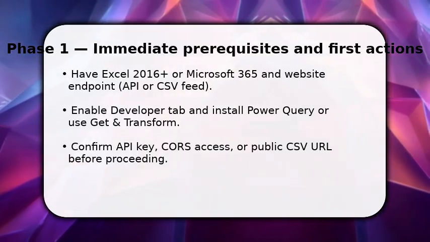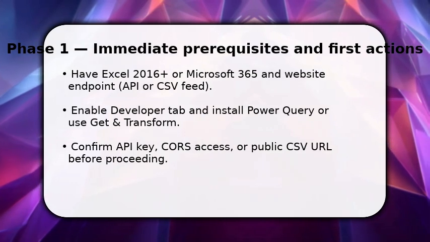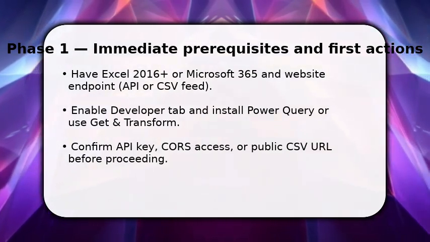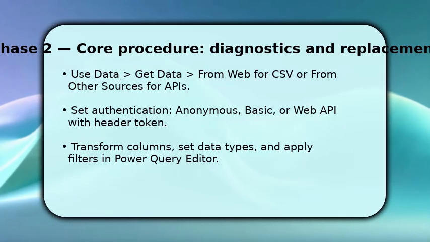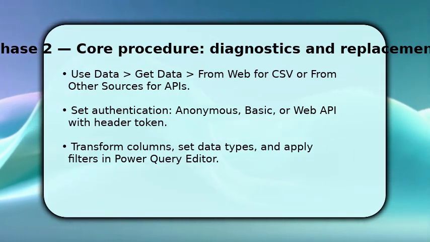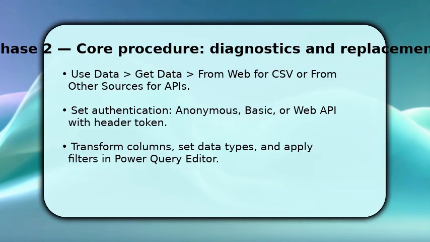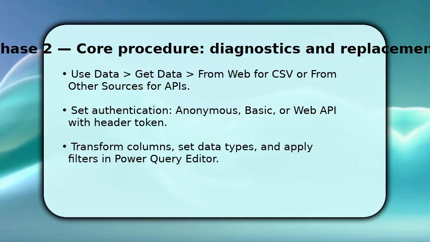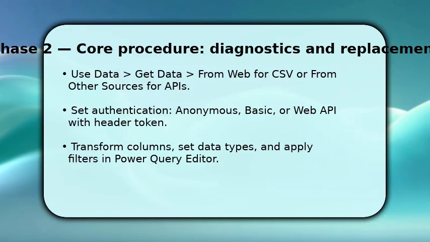This initiates the connection and shows why Power Query matters. It controls parsing, refresh, and transformation at the source. Once the connector opens, paste the CSV URL or the API endpoint and pick the correct method. If the site uses an API, set authentication: Basic or Web API token and headers. If public CSV, choose anonymous.